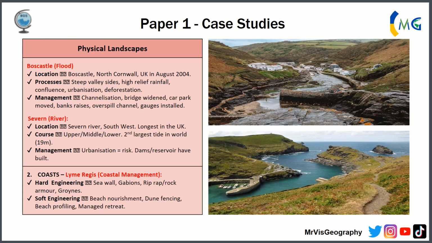So, the paper one case study on physical landscapes, which is the second of three parts for paper one, is rivers and coasts. In rivers and coasts, for rivers, we have a look at Boscastle. I should have added that up here actually. Rivers, first section is rivers. We look at Boscastle in the UK.